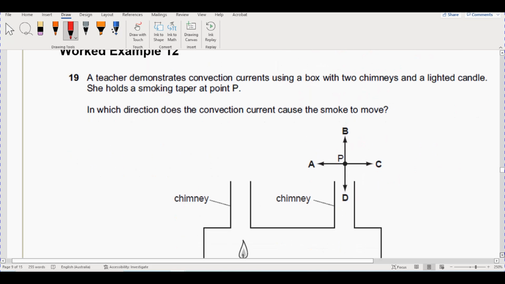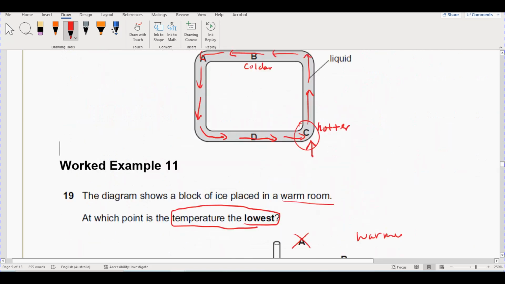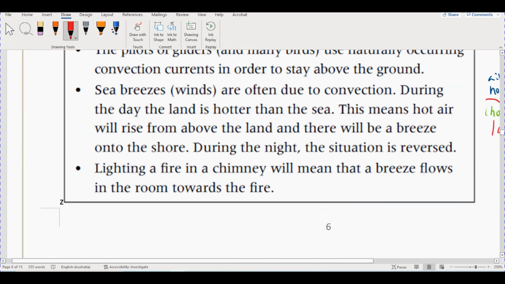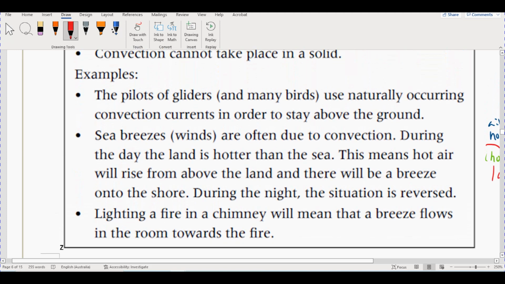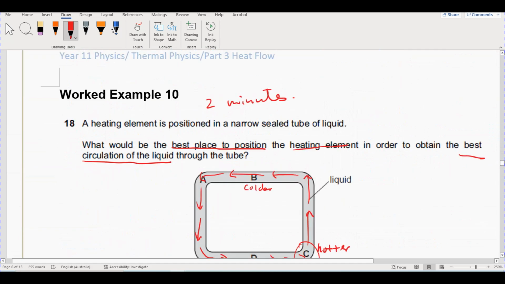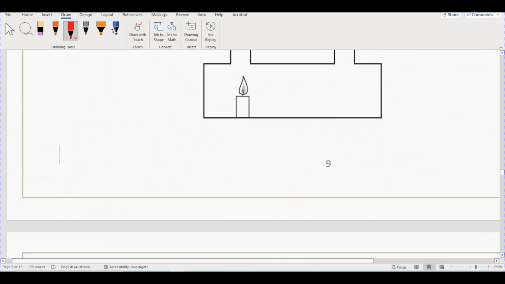So this one is the one I mentioned before in our brief notes. There are 3 examples. The last one, lighting a fire in a chimney, will mean that a breeze flows in the room towards the fire. What does it mean? Normally people get puzzled by this statement. So I will show you in this example.